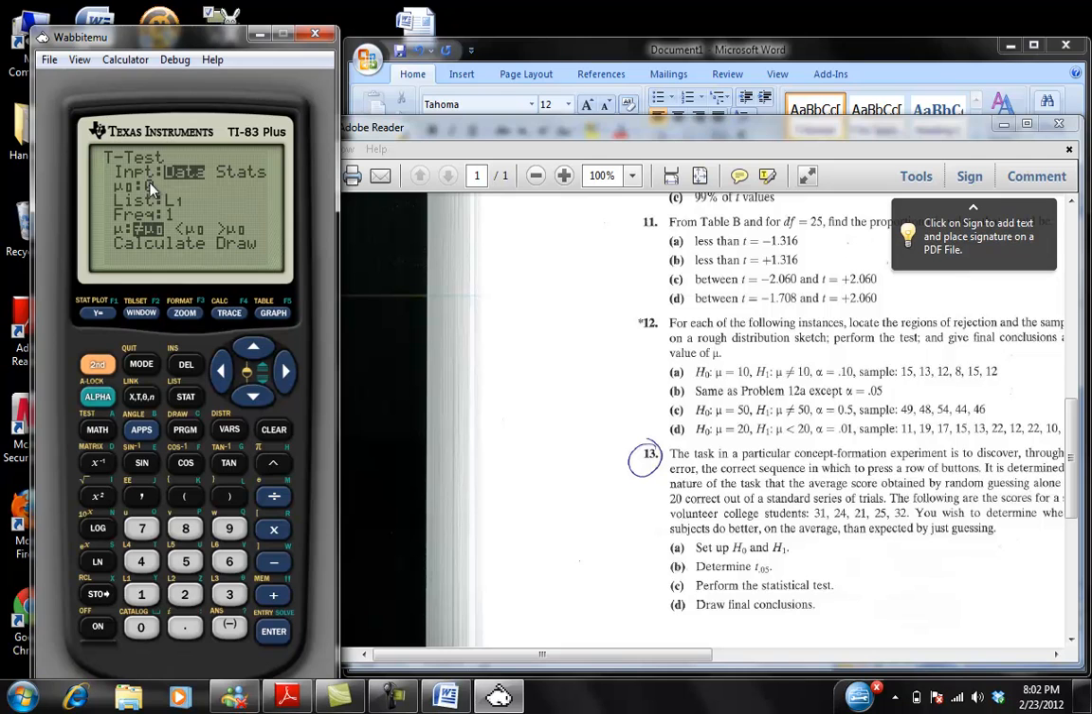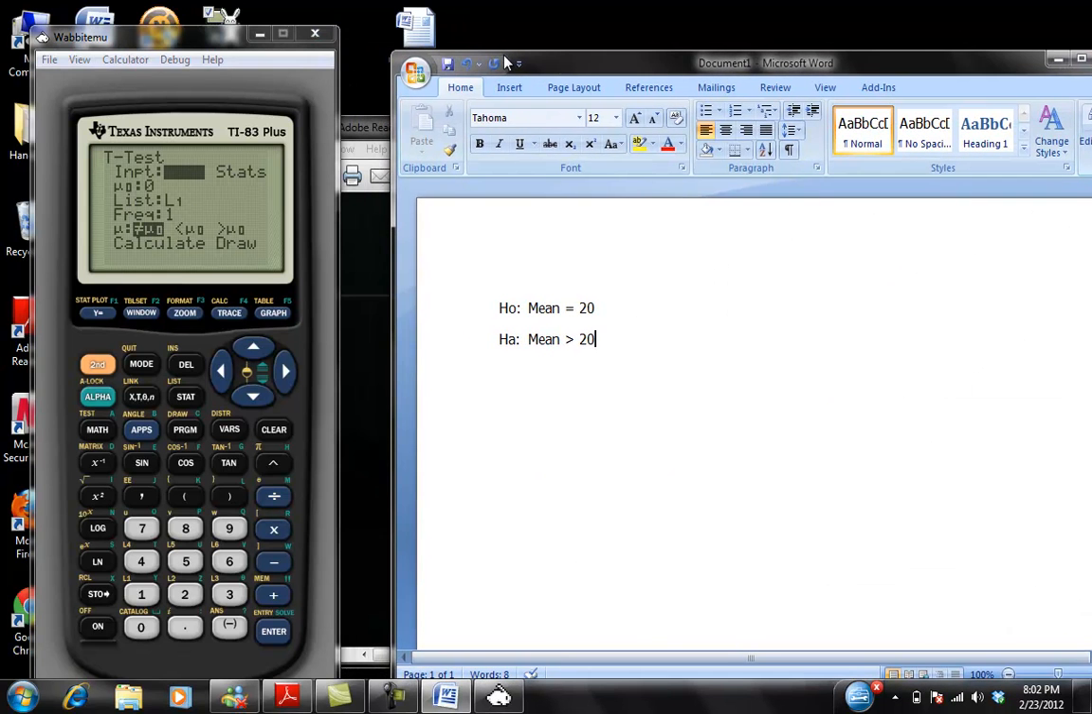My calculator simply wants to know, first of all, what number is in your null hypothesis? So this little 0 means check your null hypothesis. If I look at the null hypothesis we wrote, the null hypothesis has the number 20. So I'm going to put the number 20.